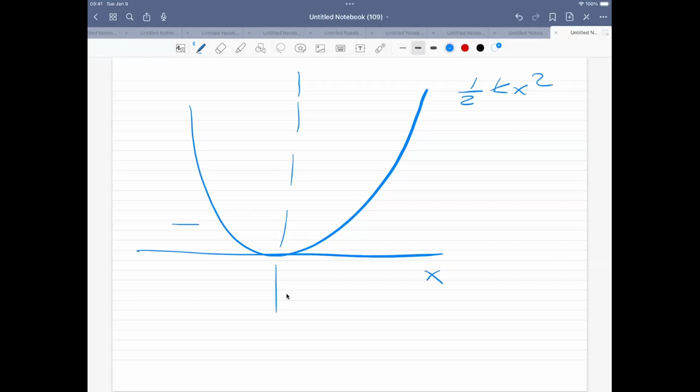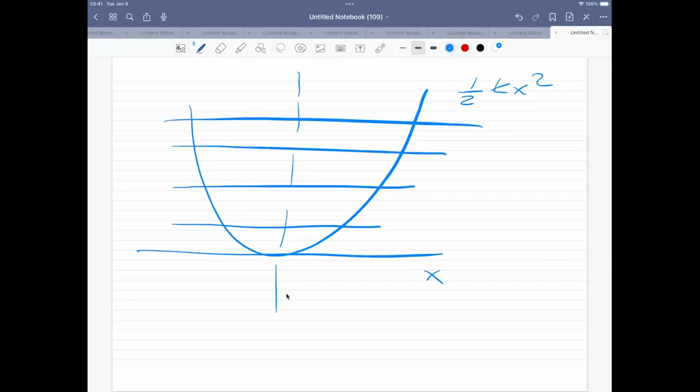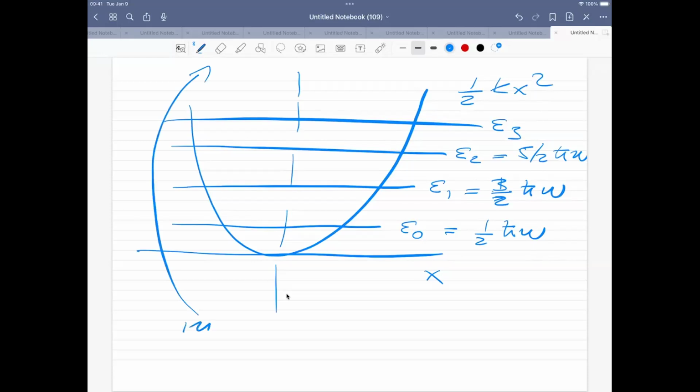And then I'm just going to put in the energy levels. This is not to scale as a function of x, but these would be different states. We have epsilon 0, epsilon 1, epsilon 2, epsilon 3, etc. The first one here is 1/2 h bar omega. This one is 3/2 h bar omega. And then I have 5/2. So it goes in steps of h bar omega. Now this well has an infinite set of solutions, an infinite number of states.